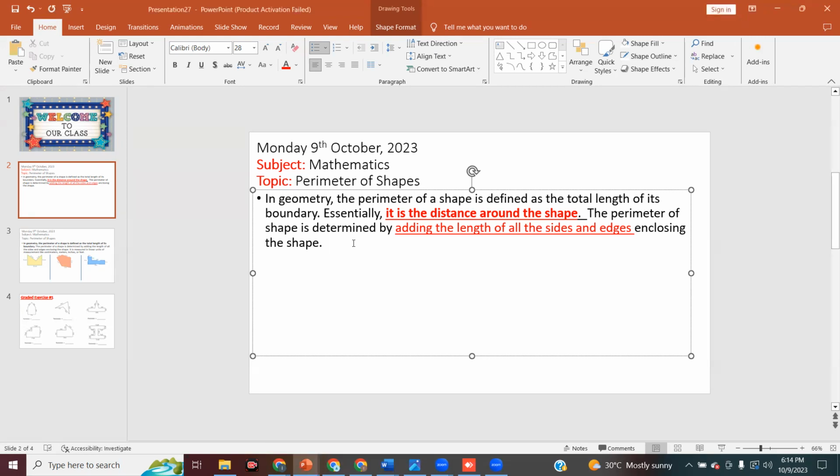So what units do we use for perimeter? It is measured in linear units of measurement. Linear units of measurements. Like what? Centimeters. What is the abbreviation for centimeters? CM. CM, very good.